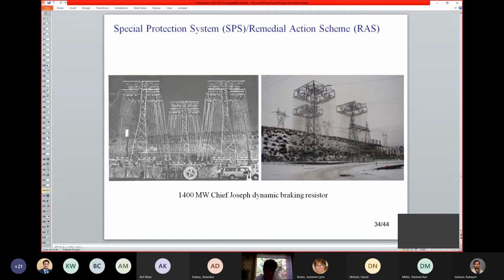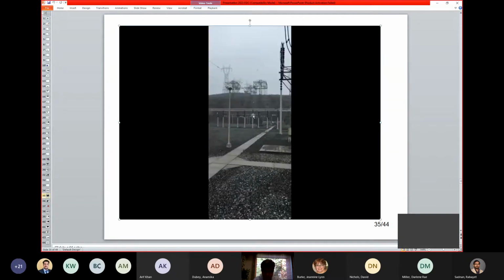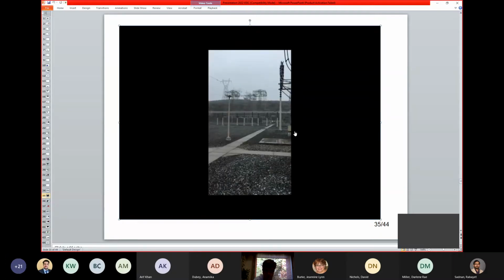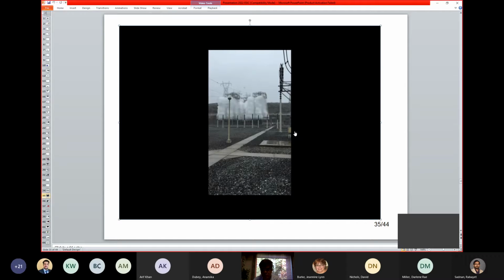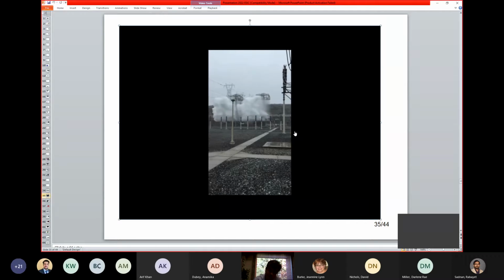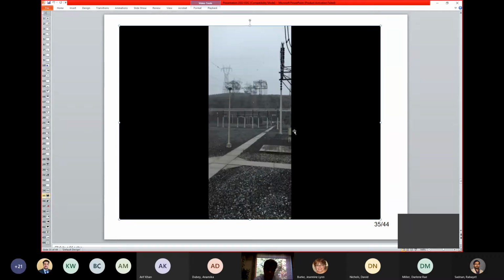That is in the state of Washington. I have a video recorded of that one, so let's see that. Once the fault happened, that dynamic braking resistor comes onto the grid and basically absorbs the extra energy. This is a well documented approach, and it has even been implemented experimentally, but it has many limitations.